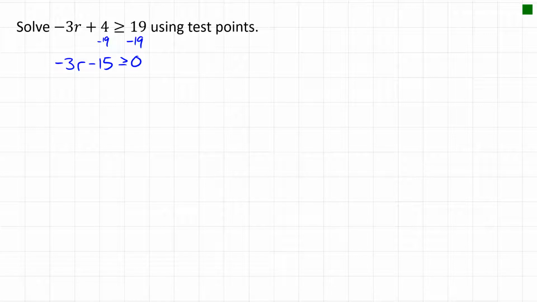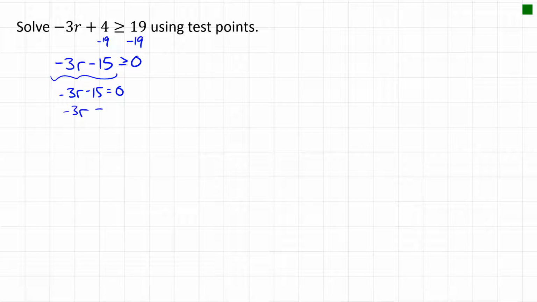So that's step 1. Step 2 is we figure out the critical point for this inequality. That would be where this left-hand side is equal to 0, so negative 3r minus 15 is equal to 0. Let's figure out where that critical point is. This is the point where the inequality is true on one side of that critical point and false on the other side.